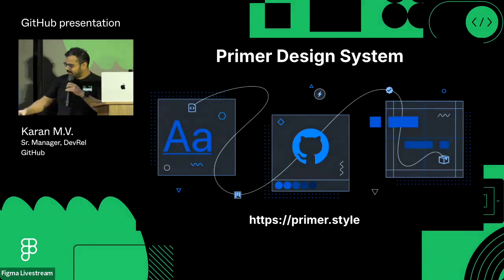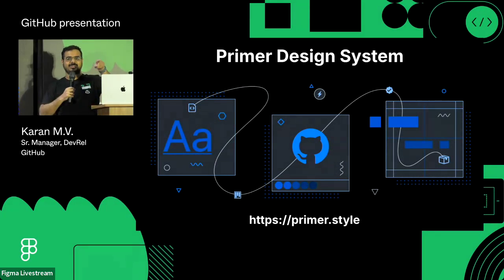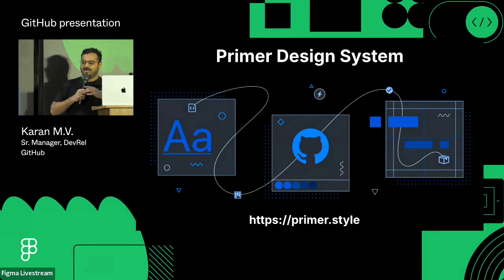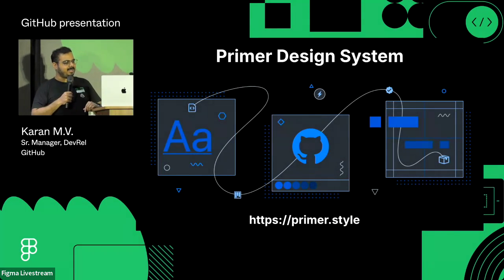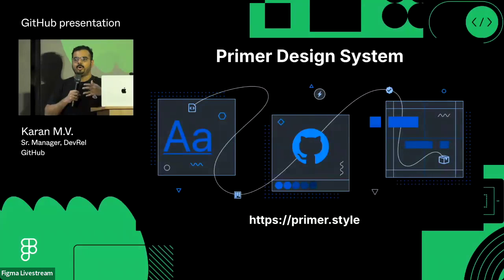So if you go to primer.style, which is right over here, and by the way, this is an example of accessibility. If you're not able to see primer.style, you can go to primer.style and you can see everything in the design system. I'm going to show it to you as well, but this is at the core of everything that you see on GitHub.